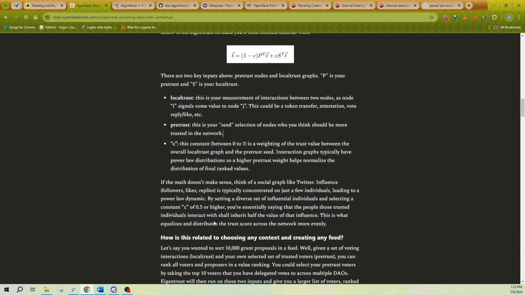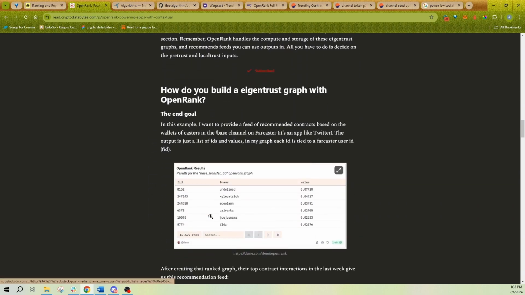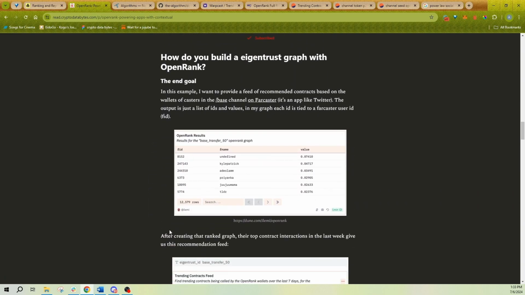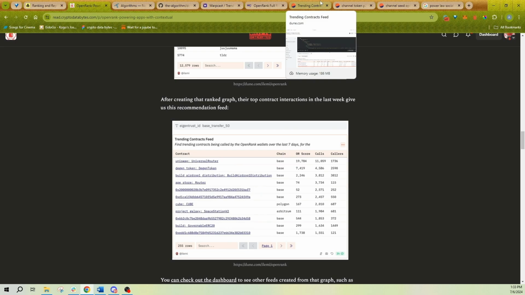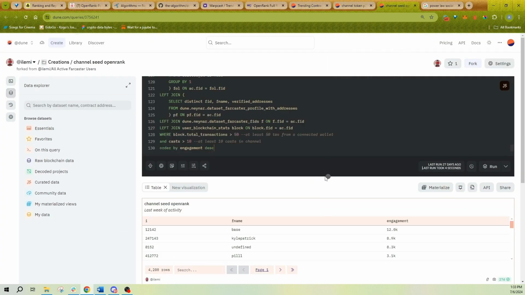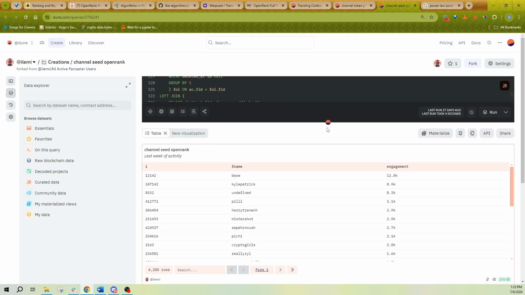So that still might be too theoretical. Let's just walk through the actual notebook that I've built. The goal here was to create a ranked trending contracts feed based off of the top casters in the Base channel. I could have just said, get me the top casters. In this case, I'm looking at all people that have casted in the Base channel on Farcaster, and ranking them by engagement, which is how many replies, likes, and recasts they got on their casts in that channel.